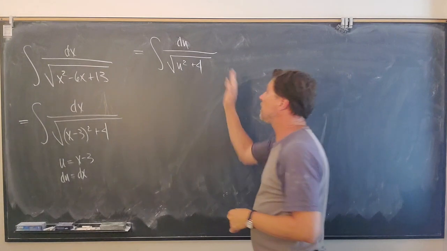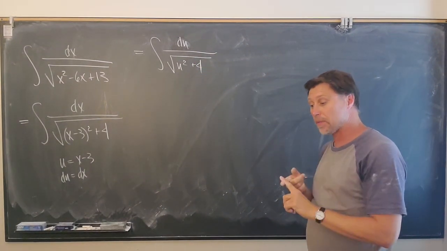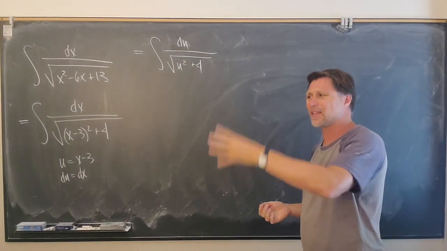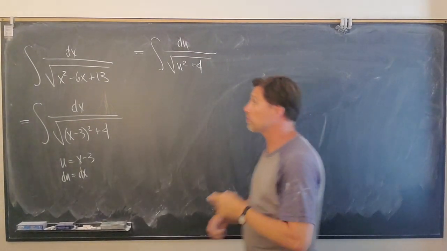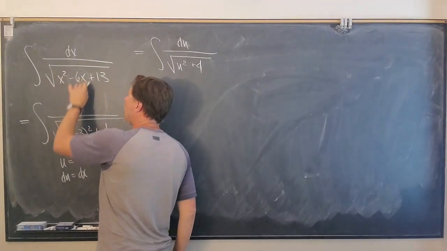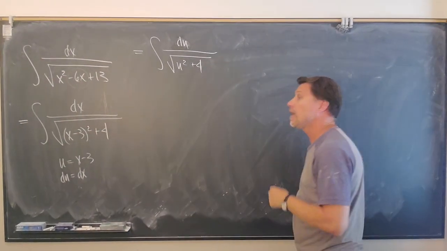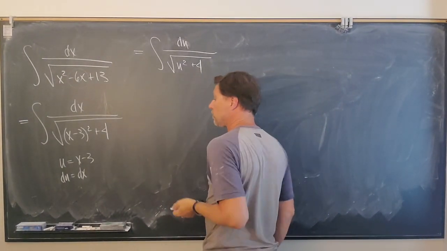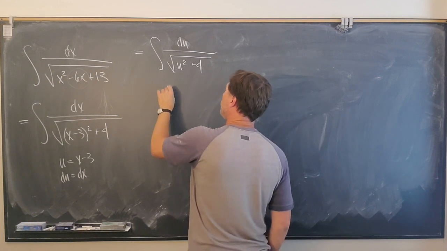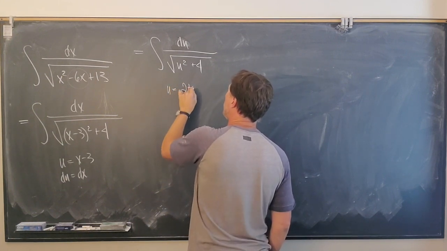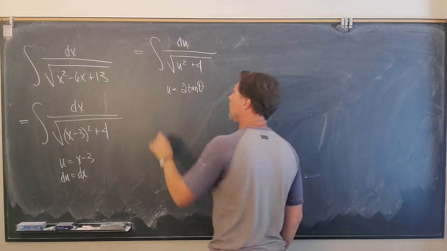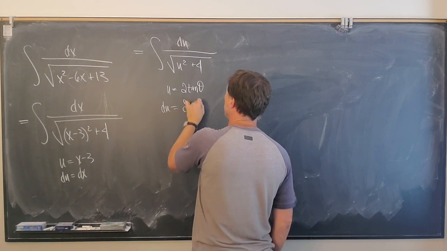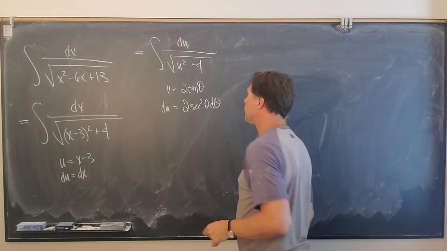Now it's clear that this is going to be a tangent substitution. So remember this: if you see a quadratic polynomial under the square root, and it's not exactly matching the standard forms, meaning that it's got a degree 1 term in the quadratic polynomial, then completing the square is the way to go. All right, now we're set up to do a substitution where I let u equal 2 tangent theta, du equals 2 secant squared theta d theta.